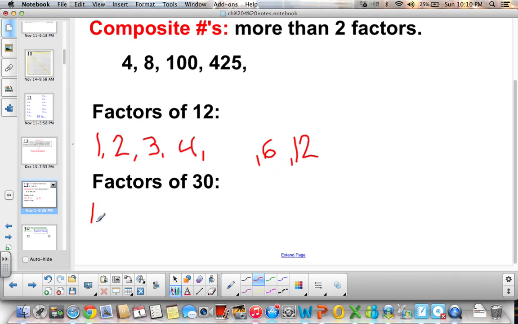So if we did 30, we know we start with 1, we end with 30. We know that it can be divided by 2, and 2 times 15 is 30. We know that it can be divided by 3, and 3 times 10 is 30. We know it can't be divided by 4, but we know that it can be divided by 5, and 5 times 6 is 30, and then we're done. So 1, 2, 3, 5, 6, 10, 15, and 30 are all factors of 30.